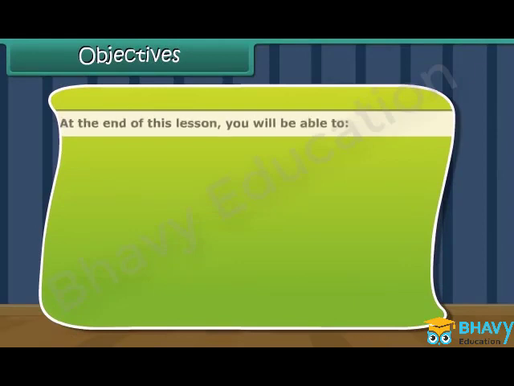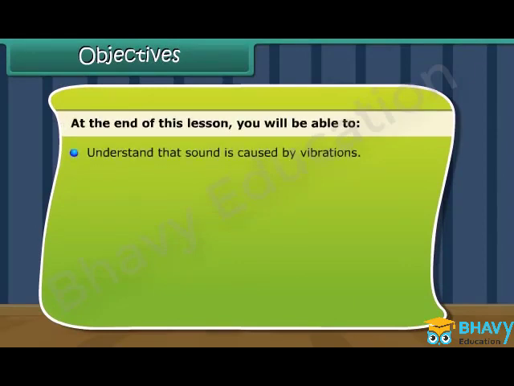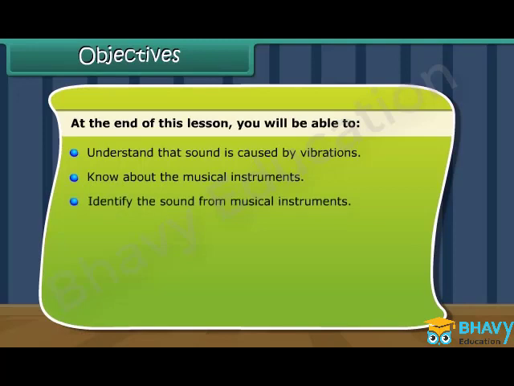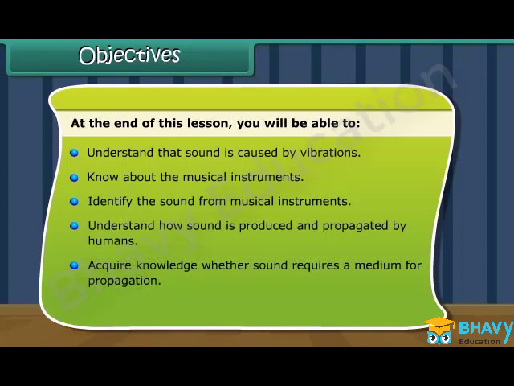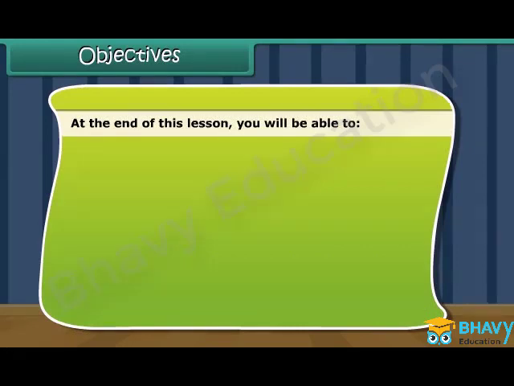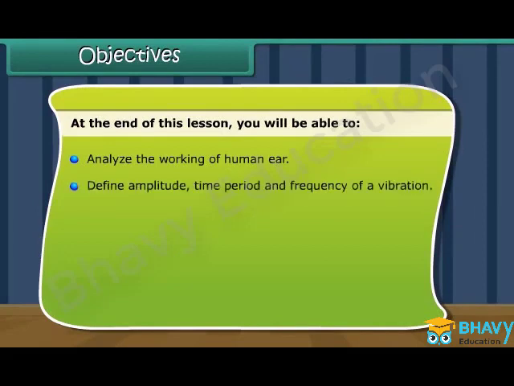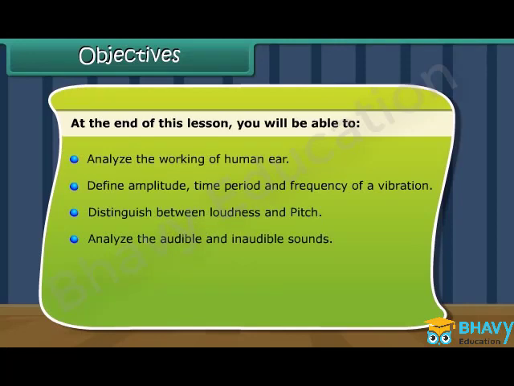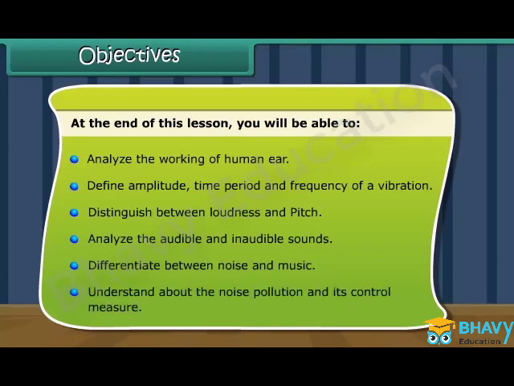Objectives. At the end of this lesson, you'll be able to understand that sound is caused by vibrations, know about the musical instruments, identify the sound from musical instruments, understand how sound is produced and propagated by humans, acquire knowledge where the sound requires a medium for propagation, understand the propagation of sound in liquids and solids, analyze the working of human ear, define amplitude, time period and frequency of a vibration, distinguish between loudness and pitch, analyze the audible and inaudible sounds, differentiate between noise and music, understand about the noise pollution and its control measure.